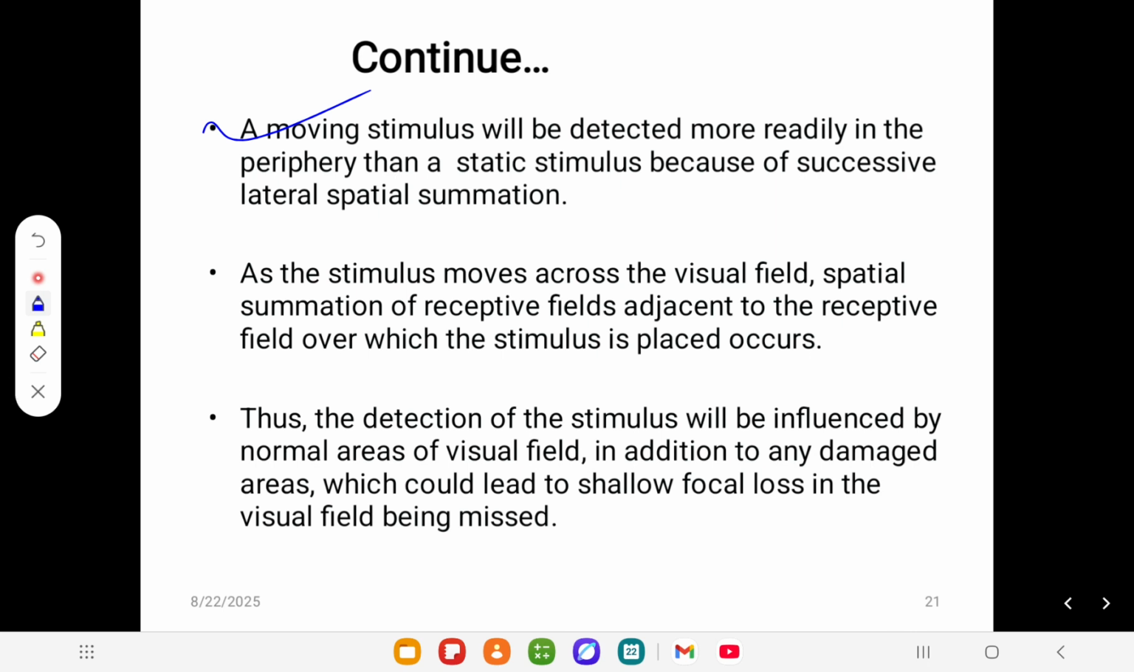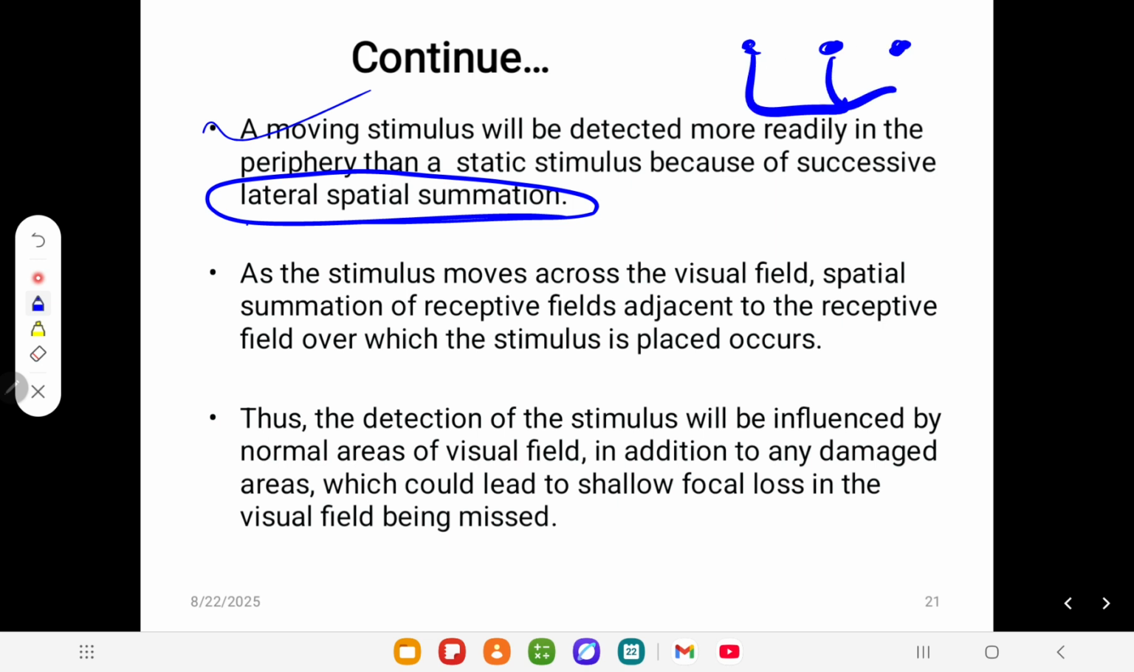Okay. So finally, the moving stimulus will be detected more readily in the periphery than the static stimulus because of the succession of lateral spatial summation. You know lateral spatial summation, isn't it? In the periphery there are large cells. These cells connect to each other to single ganglion cells, and this all causes what? Lateral summation of stimulus, isn't it? That's why the peripheral visual field comes to the magno pathway.